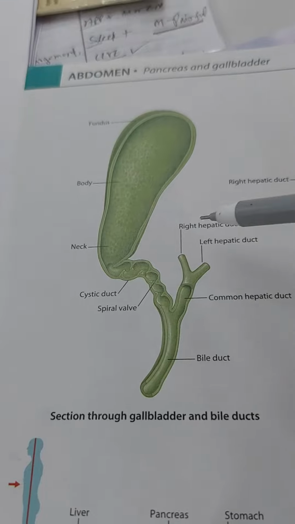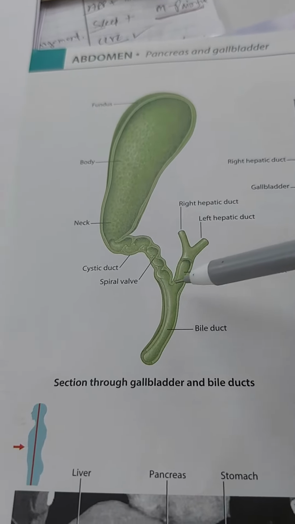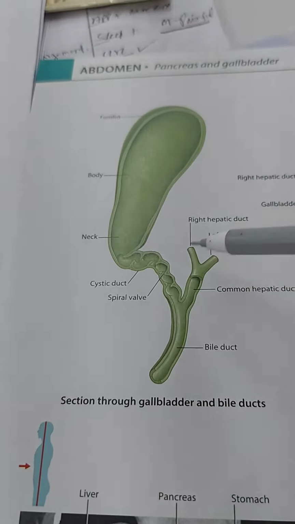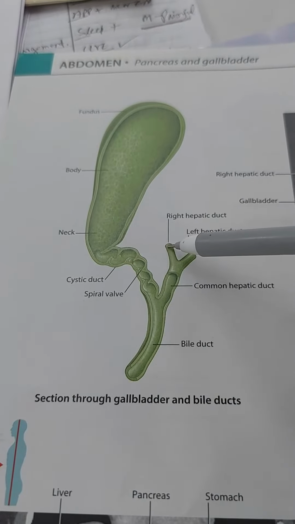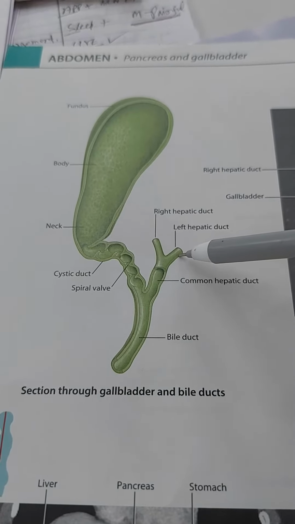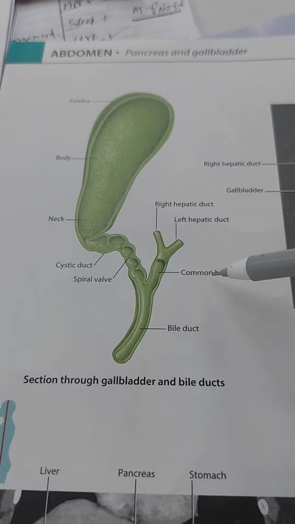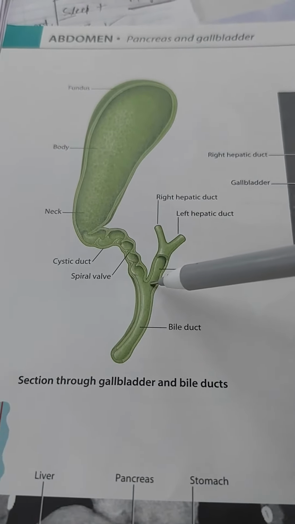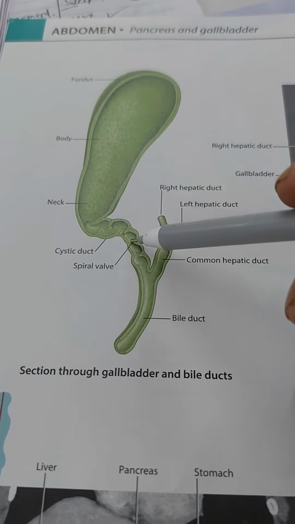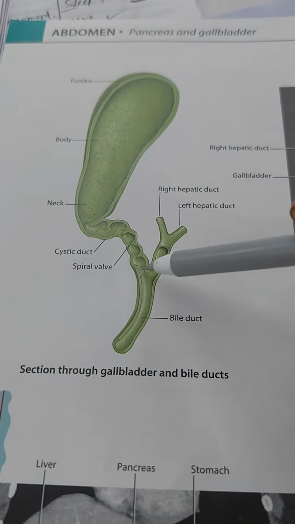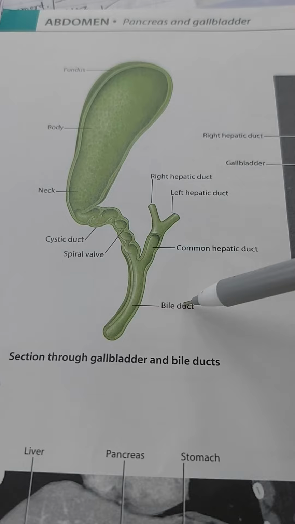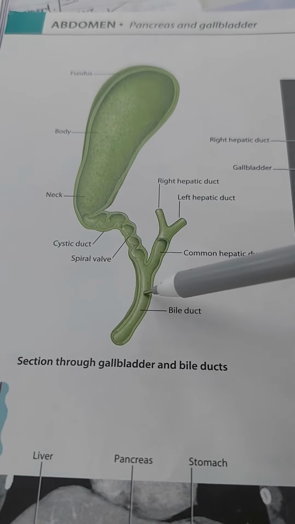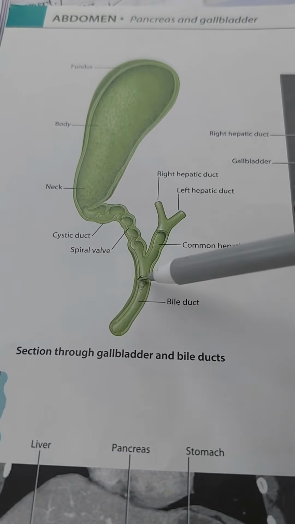The growth in the common bile duct. You know there are two hepatic ducts. This is the right hepatic duct and this is the left hepatic duct. They form the common hepatic duct. And the common hepatic duct, when joined with the gallbladder duct, known as the cystic duct, forms the bile duct. So the growth is here.